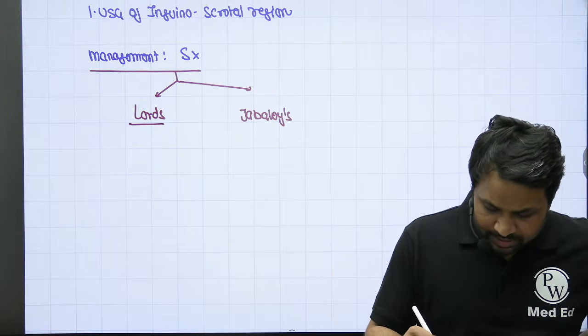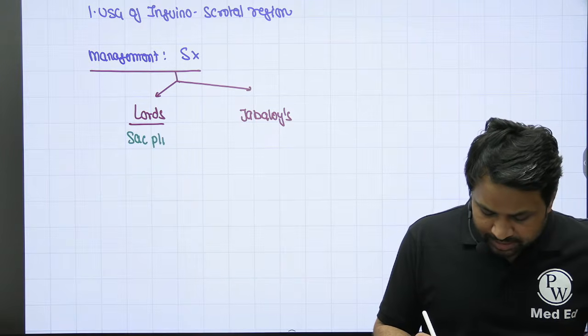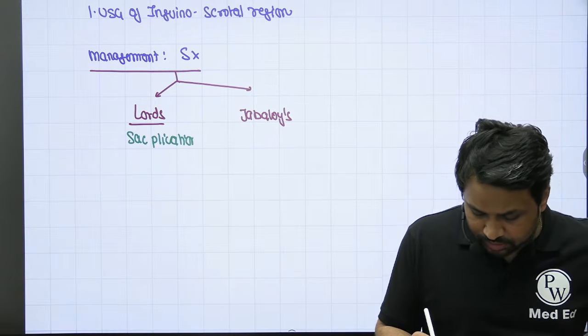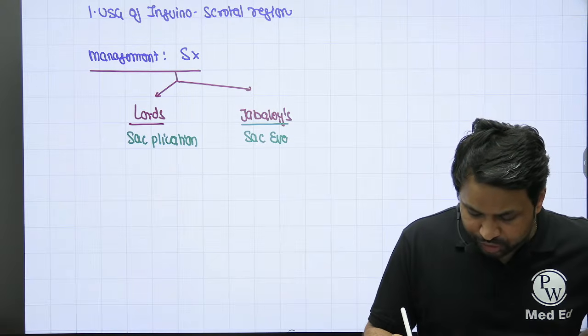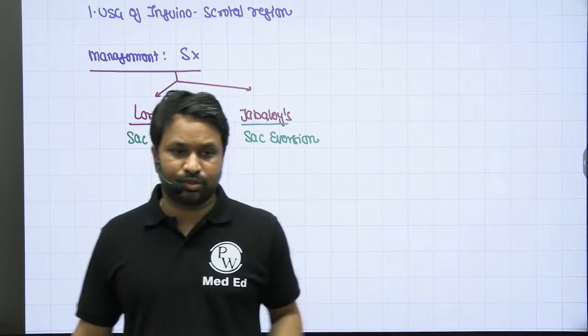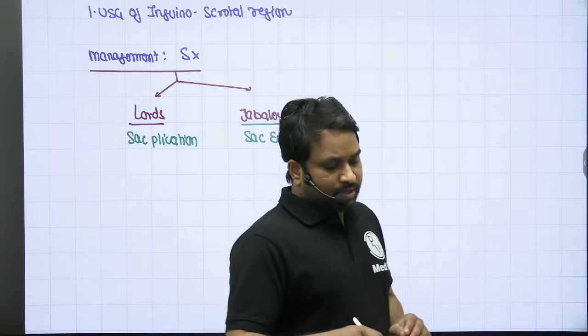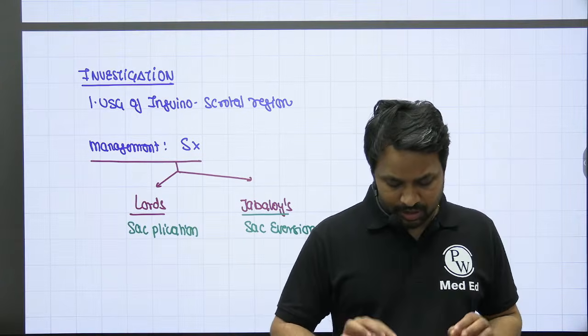Lord's is basically sac plication. Jaboulay's is basically sac eversion. Okay. So these are all the important topics in your urogenital system that have been asked in our exam.